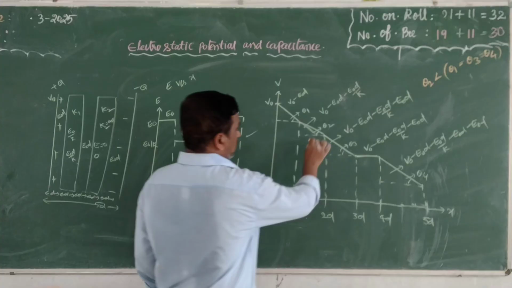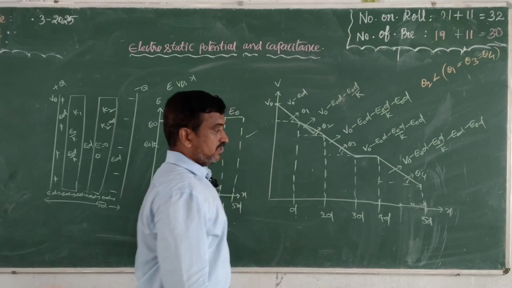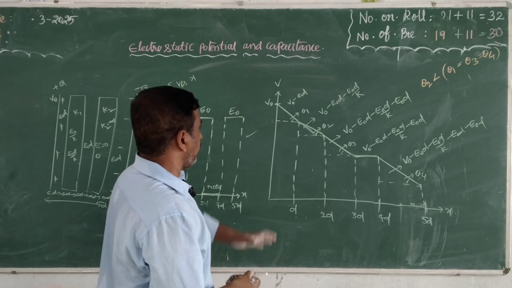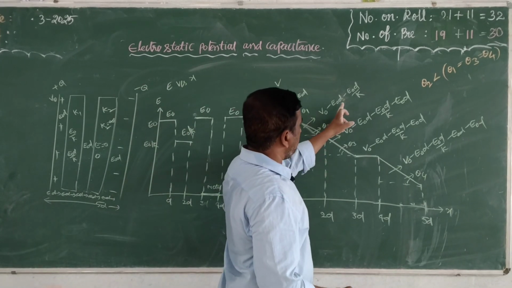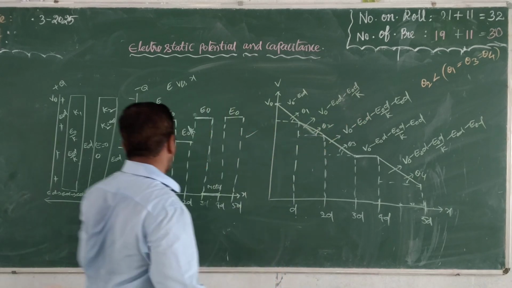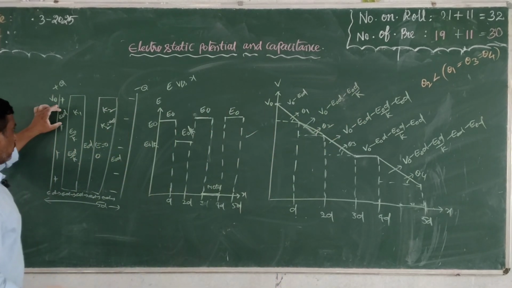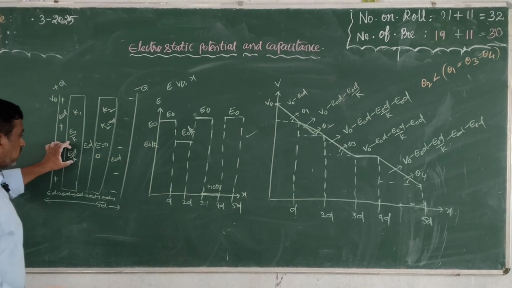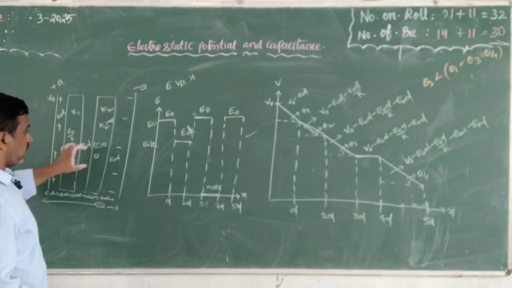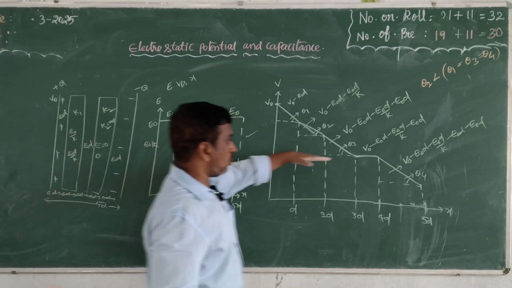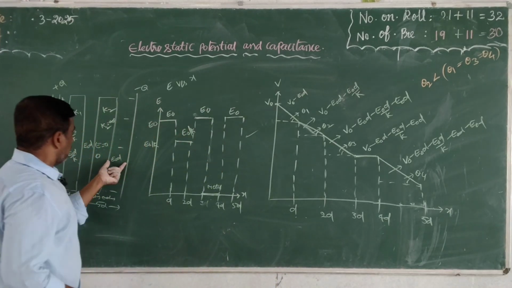Theta 2 only is less. Why? Because dielectric is there. See here V naught, here V naught minus E naught D, here V naught minus E naught D by K. Why? Because here the change in potential is E naught D, here the change in potential is E naught D by K, here the change in potential is E naught D again, here 0. So that's why here it maintains constant. See here, E naught D.